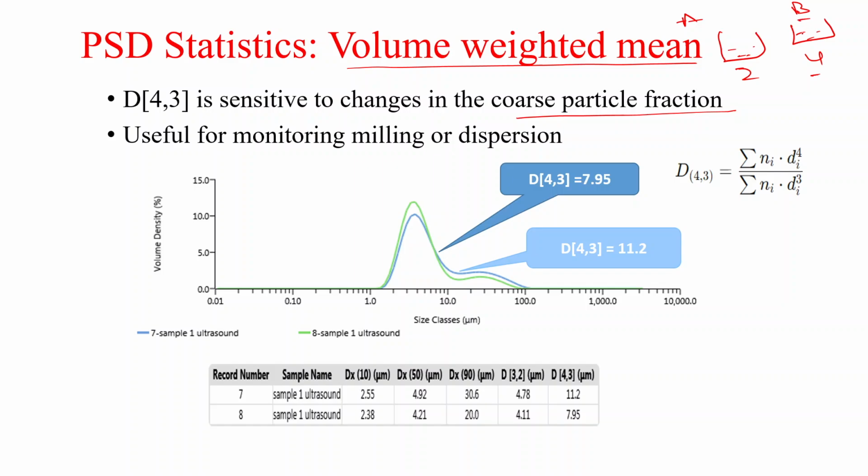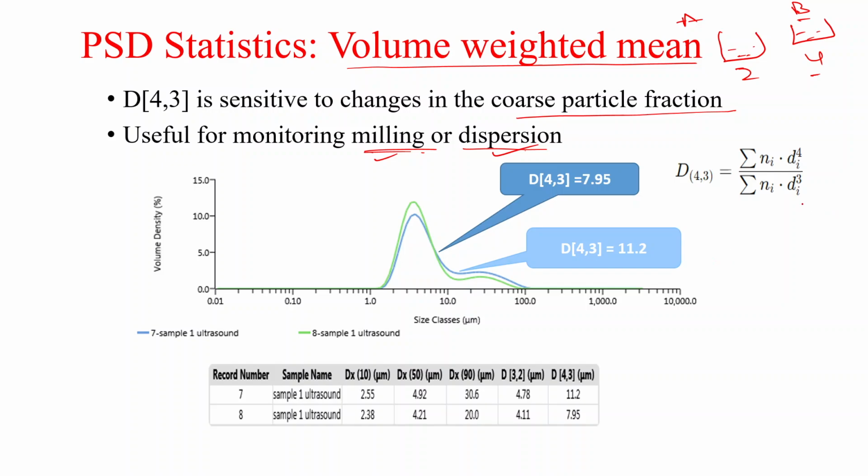B has more large particles, so it is sensitive to the change in the coarse particle fraction, and it is also used for monitoring milling. Milling means that the particles are being broken down, and if the D43 value is not decreasing, then we will say that milling has not taken place. It also indicates dispersion: if proper dispersion is there and the particles are not aggregating, the D43 value stays low; if the D43 value increases, it indicates that particles are not stable in the solution. So this way it is useful for monitoring milling and dispersion.